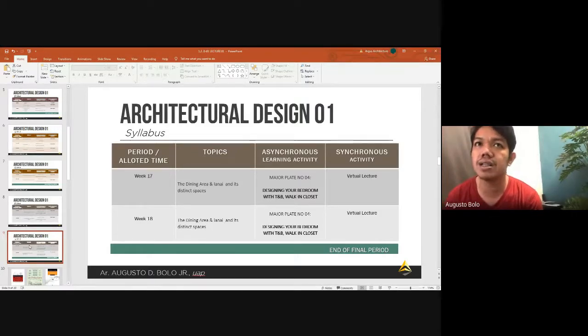Ang goal natin at the end of the semester is at least you have an idea na pag tinagpi natin yung major plate nyo, you will be having your one-story residence. Alam nyo na kung paano ang spaces ng bahay, ng one-story na bahay. Okay? So that is for the finals period. Questions before we proceed? Wala naman. Okay.